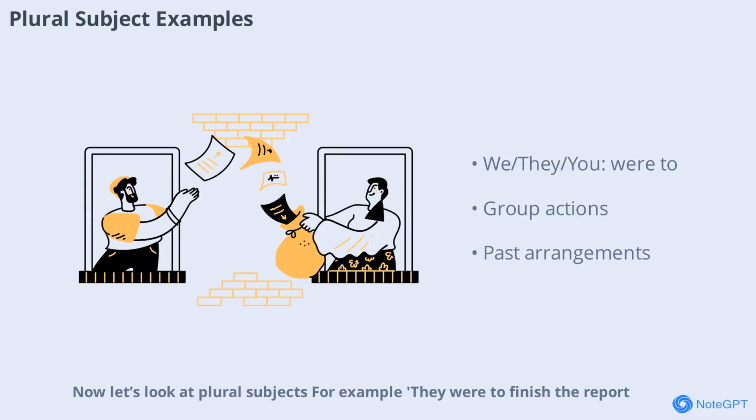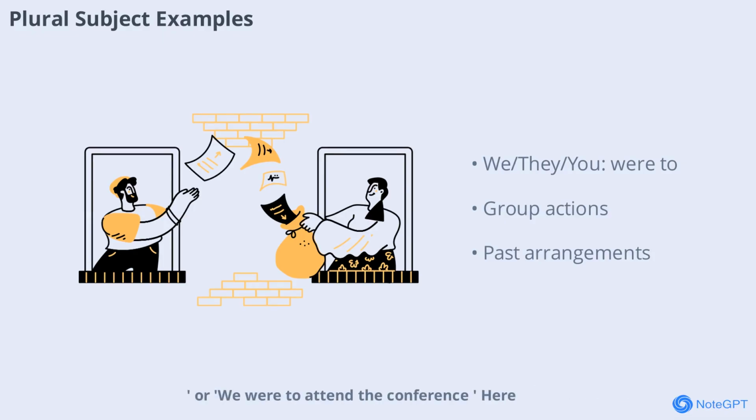Now let's look at plural subjects. For example, they were to finish the report, or we were to attend the conference. Here, were to is used because the subject is more than one person. This structure is perfect for talking about group plans or shared duties in the past.